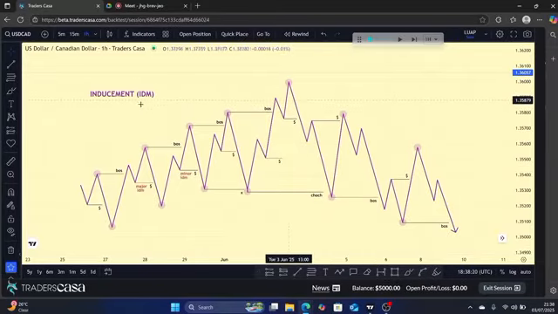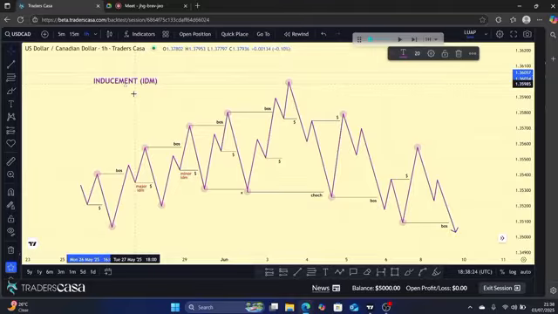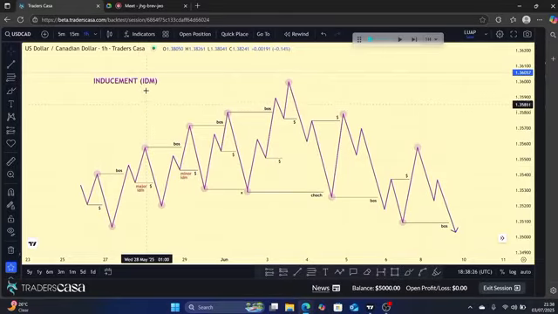All right, so right here you can see I have marked the title as inducement, and the abbreviation is IDM. So in whatever place you see IDM in True SMC, just know it represents inducement. Just like BOS represents break of structure, and CHoCH represents change of character.